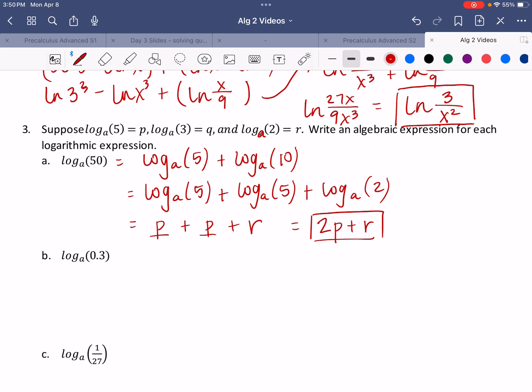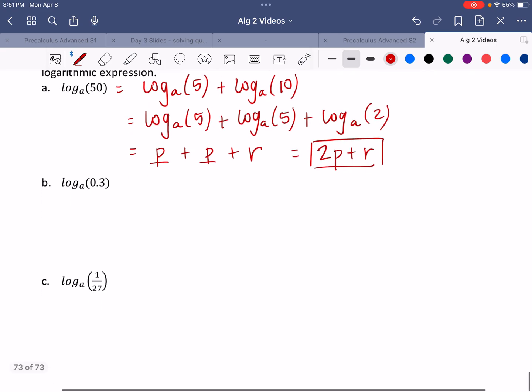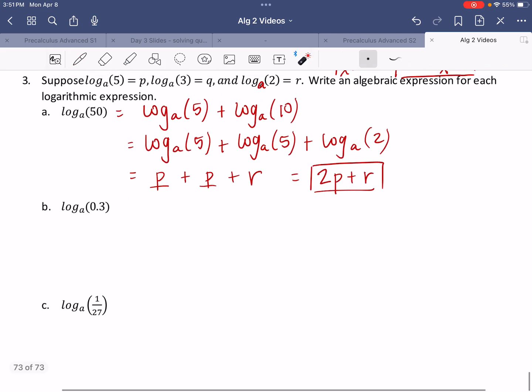So that's what this section is asking you to do. Use your log properties to go ahead and replace the logs with some of these given variables. We should end with an algebraic expression consisting of variables, constants, and operations.